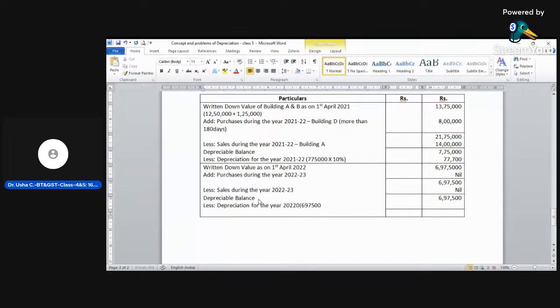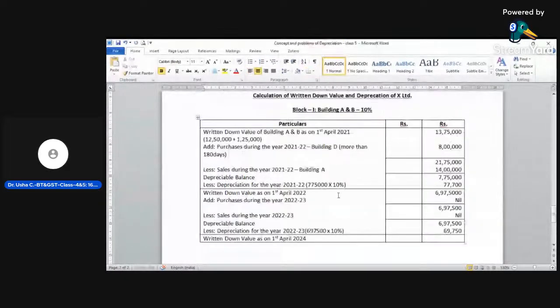for the year 2022-23. 6,97,500 into 10% is 69,750. The balance is called as written down value as on 1st April 2024. So this is for block 1.